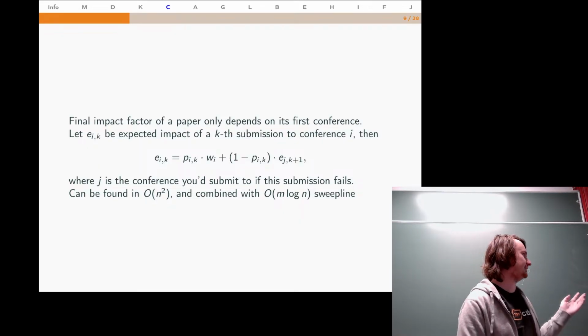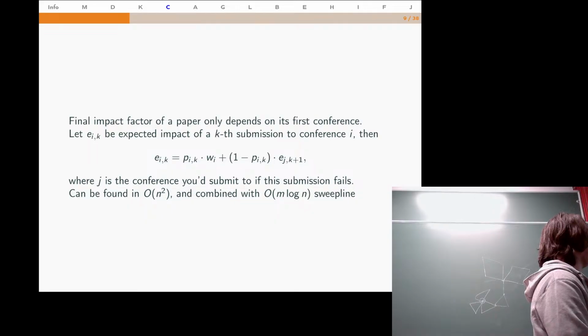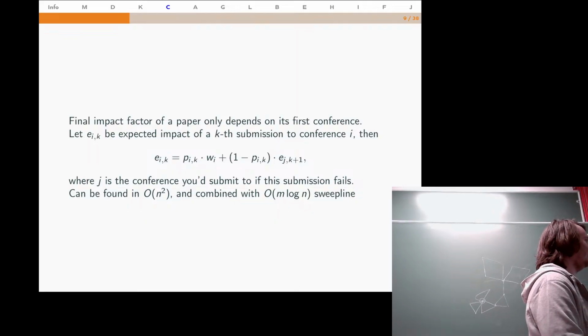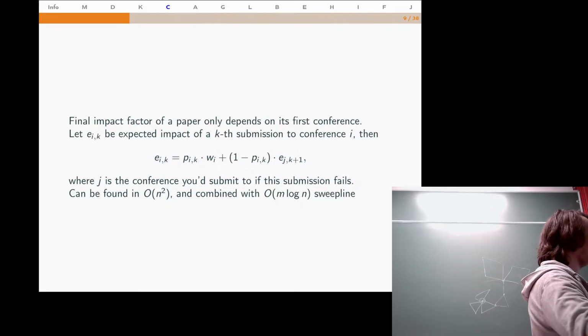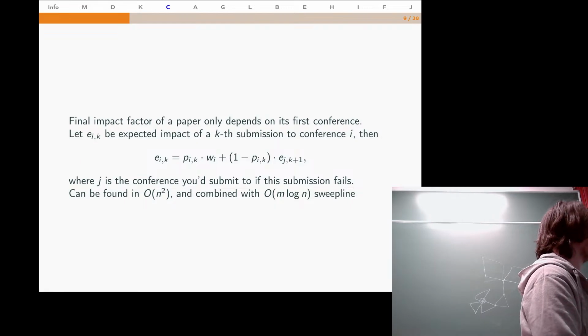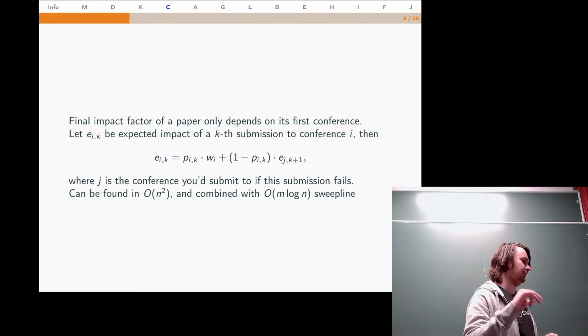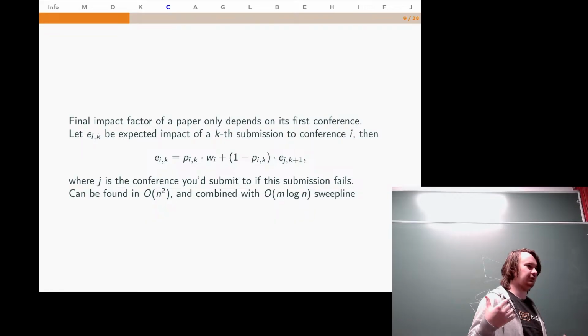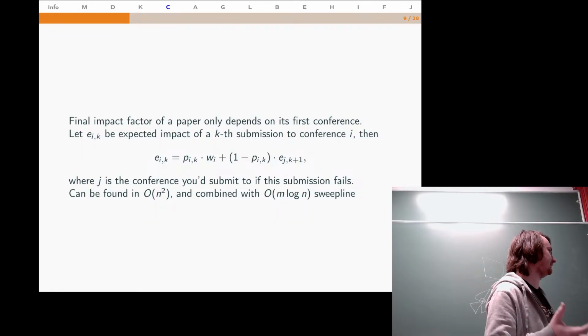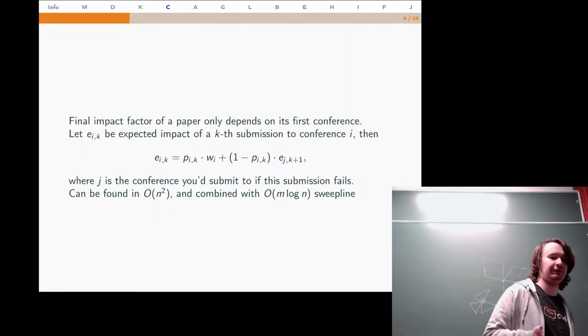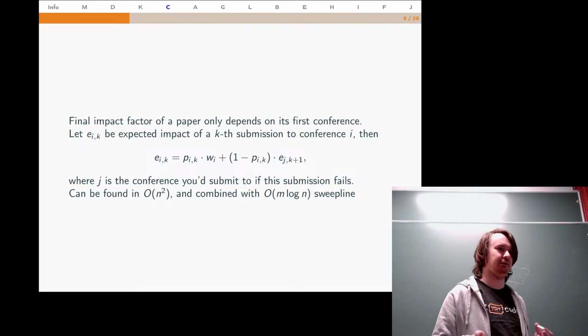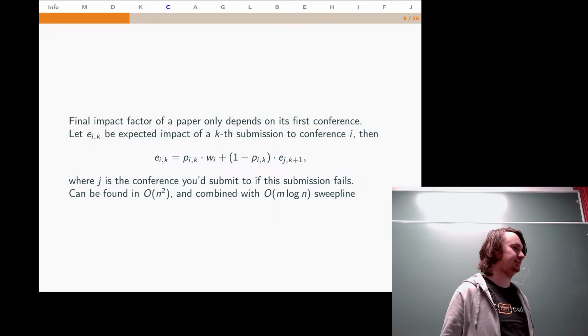So we have this recurrence for dynamic programming, and we can just use it. We find the next conference for each conference j for each i, and then we can compute the recurrence in n squared. Then we also go over all possible submission times and all times where we finish the papers with a split line, and then we are able to solve the whole problem in time n squared plus m logarithm n. And yeah, this is essentially it.